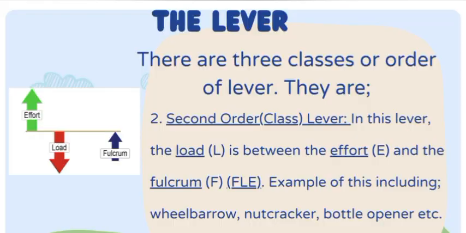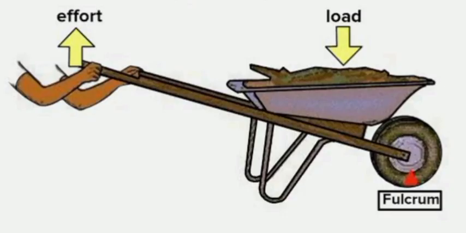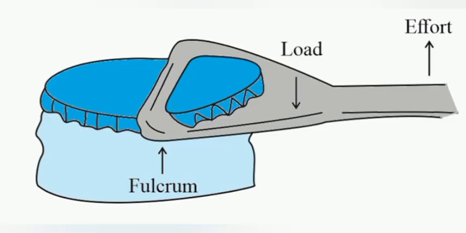For the second class lever, what you always have is the load between the fulcrum and the effort, and that's what you have in a wheelbarrow. In your wheelbarrow, the effort is at the handle, because that's where you apply the force in pushing the wheelbarrow. Then you have the fulcrum or the pivot at the other end, immediately after the load. So that's for the second order lever. Other examples of the second order lever are the bottle opener and the nutcracker.